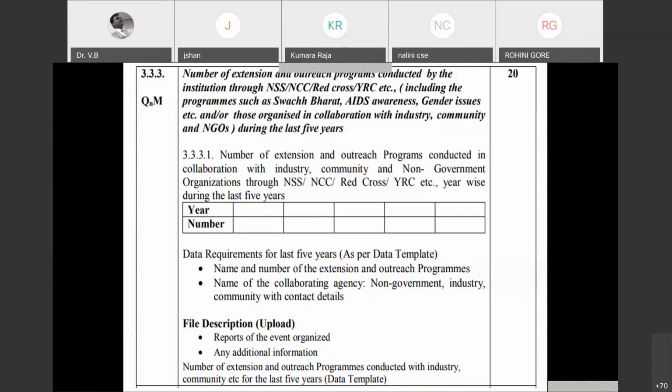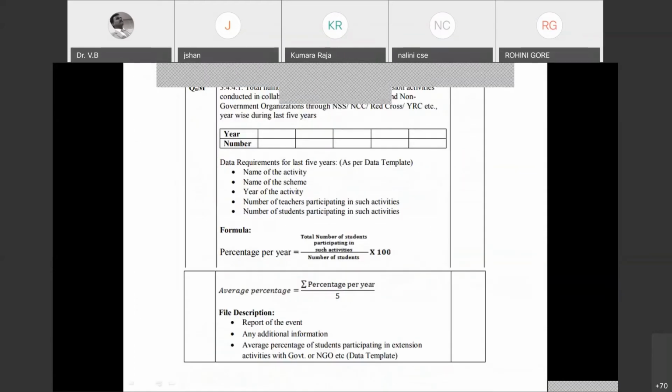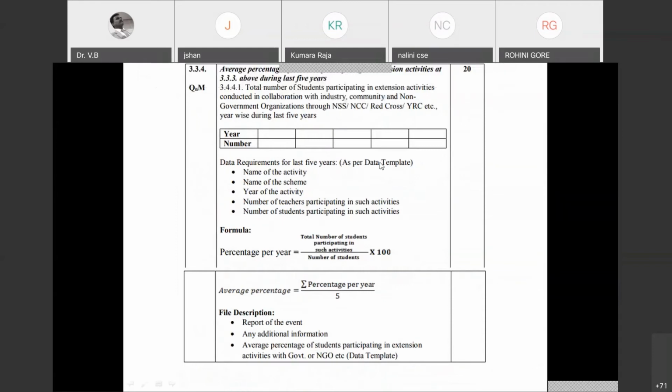And supporting documents on the voucher that you have spent the money for this food, for the transport, all these are the documents which are proof that this has been run. And average percentage of students participating in the extension activity. Here again, number of students in NSS, NCC, all this data should be given. Remember, it's a quantitative matrix and it should be as per the data template.